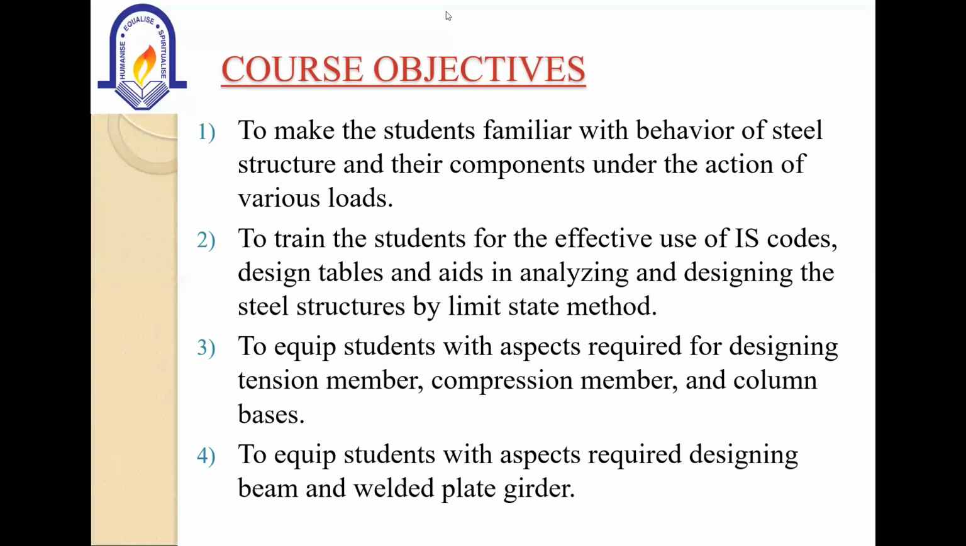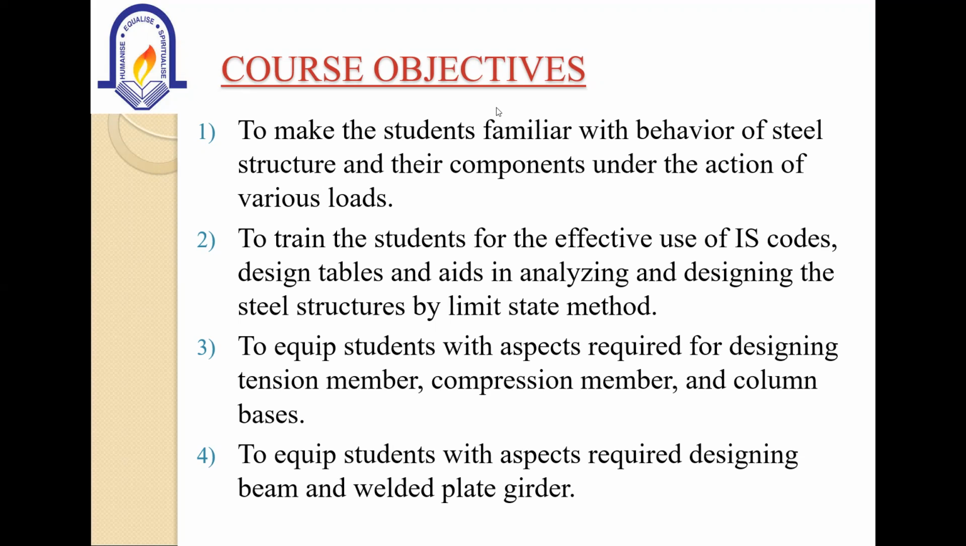So the first main course objective is to make the students familiar with the behavior of the steel structure. You should know what is steel structure and what are their components and what is the action of the different loads acting upon that structure. Means you should know how the dead load is acting on your structure, how the live load is acting, you should know all of that when you are going to do the designing part. So you should know the different components of the steel structure as well as the different loads acting upon that structure. That's what the first course objective says.